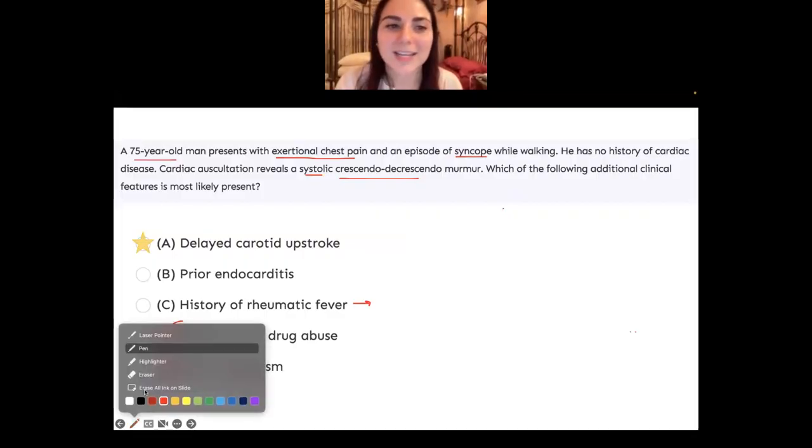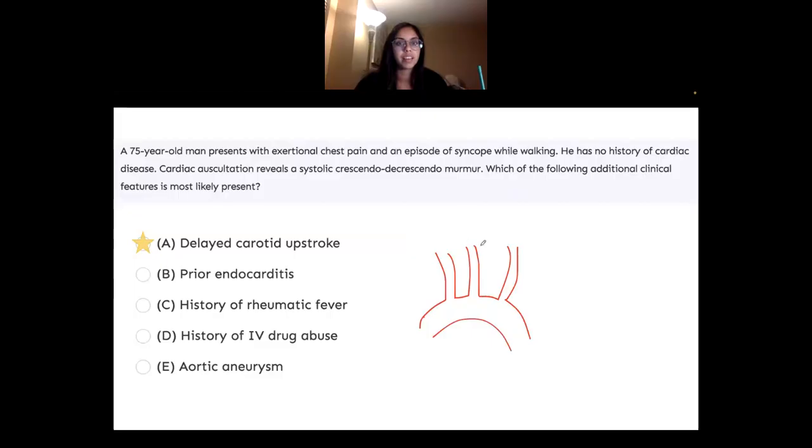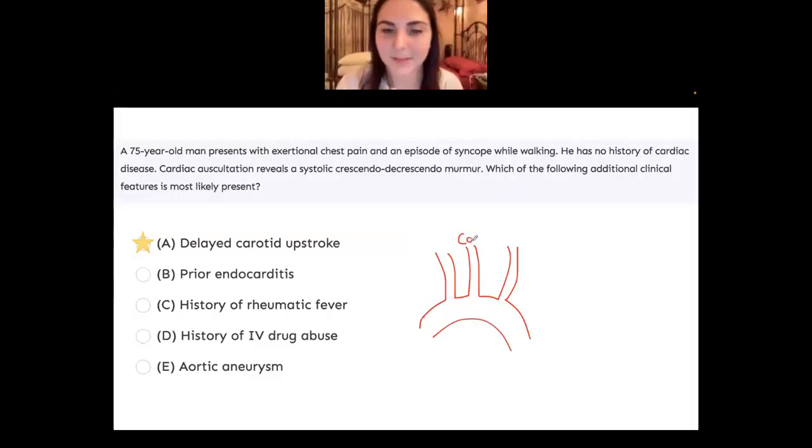So this one is actually delayed carotid upstroke. And if you're like, why is that the answer? What are the three branches of the aorta? The carotid, the brachiocephalic, and the subclavian. Good.